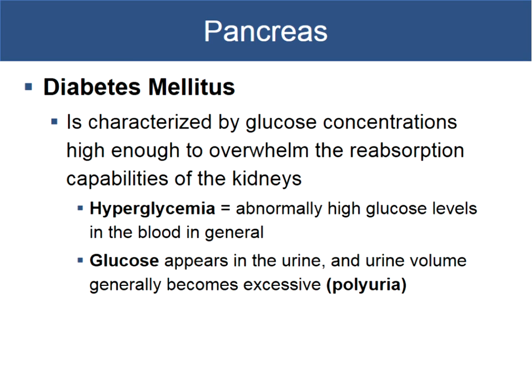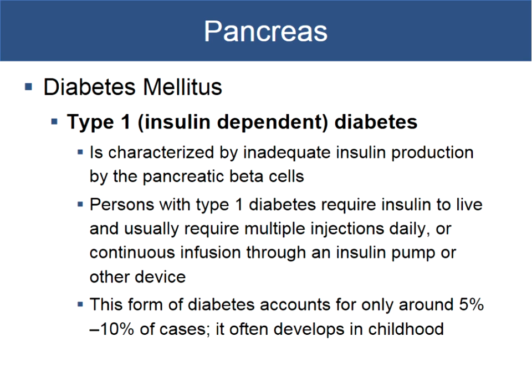Hyperglycemia, high blood sugar. Anytime we see glucose appear in the urine and your urine volume becomes really excessive, that's one of the first hallmarks or symptoms of diabetes. We consider that polyuria.